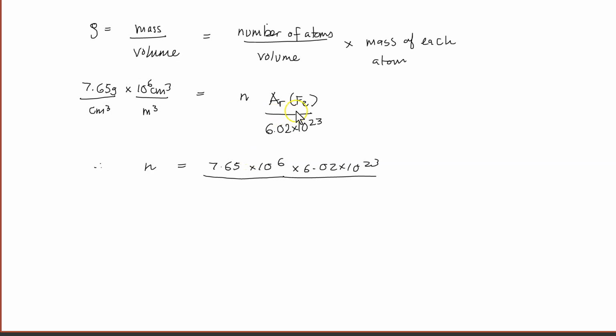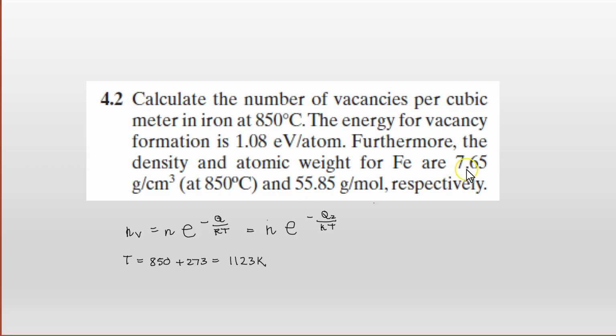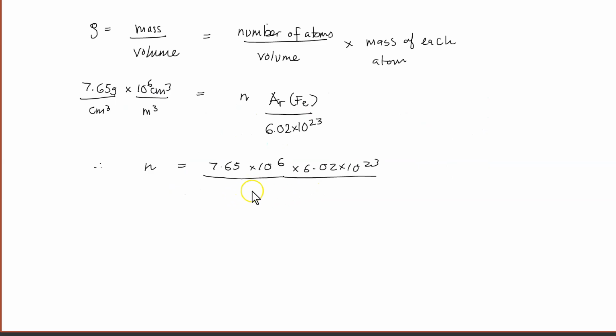Divided by the atomic mass of iron, which is, oh no, it's not 7.65, it's 55.85. Excuse me. And we can calculate this out. So I've calculated that to be 8.25 times 10 to the 28 atoms per meter cubed.